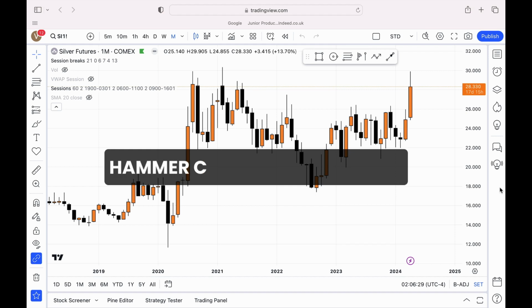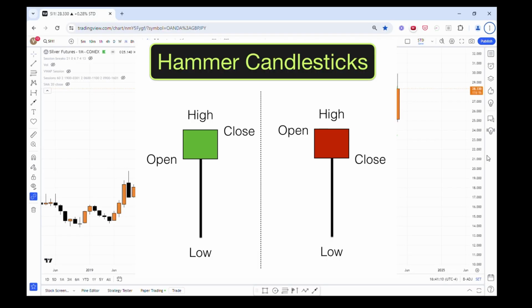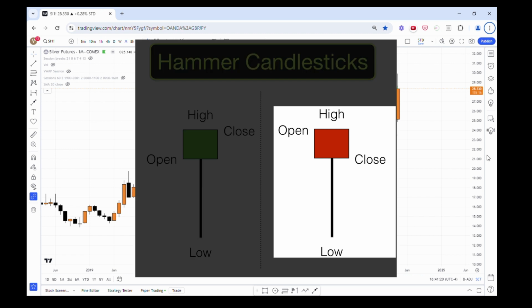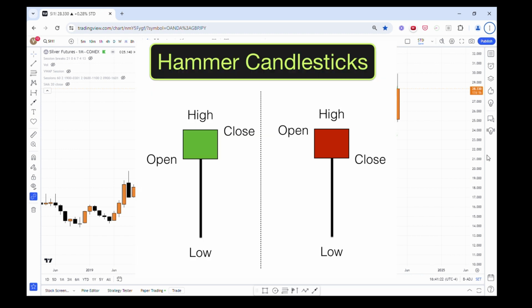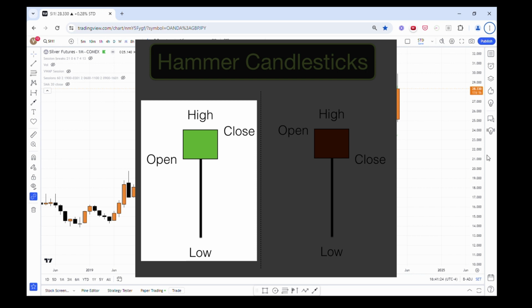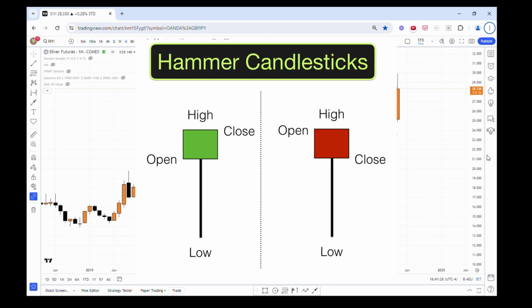Hammer candlestick pattern. The bullish hammer is a candle with a long wick and a very small upper body. The upper body can be a down candle or it can be an up candle. A down candle is a close below the opening of that candle, and an up candle is just the opposite, so it's a close above the opening of that candle.